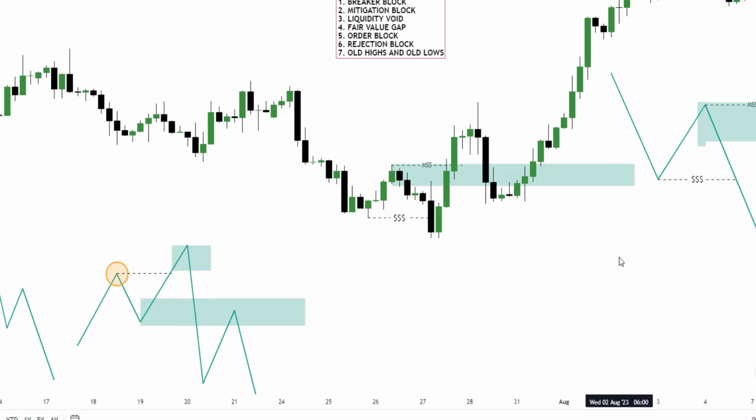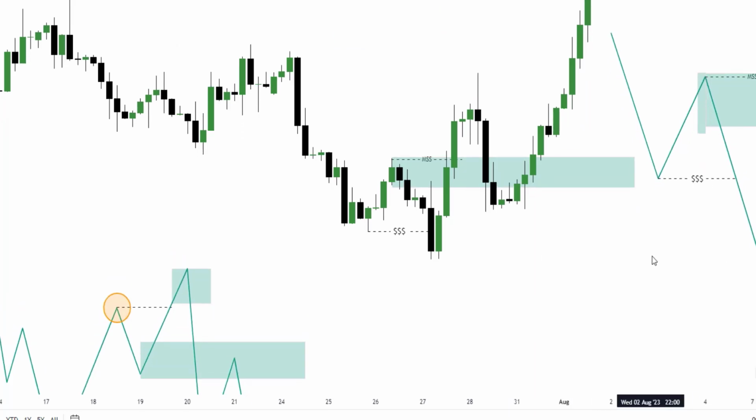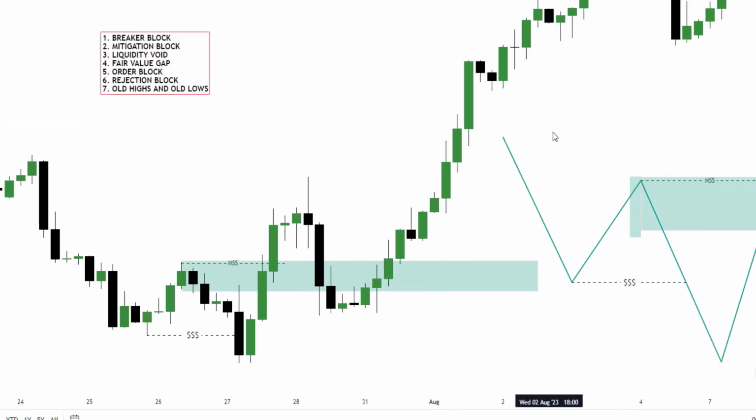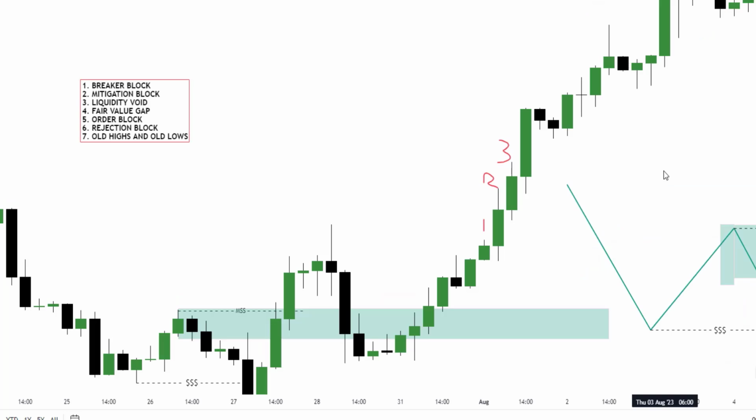A fair value gap is simply an anomaly in price action. This is what I mean when I say an anomaly. Normally when price is delivering liquidity, like you can see in these candles. To be able to identify a fair value gap, you need at least 3 candles, 1, 2, 3, right? The most important ones you want to look out for are the first and the third candle, either in the sell direction or in the buy direction. The first and the third candlestick.